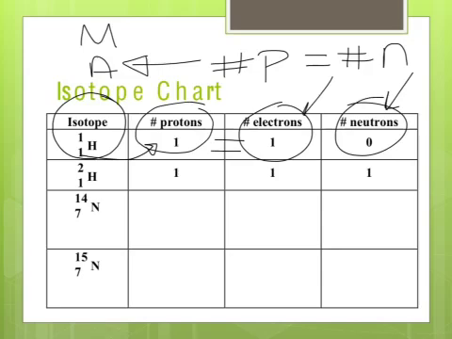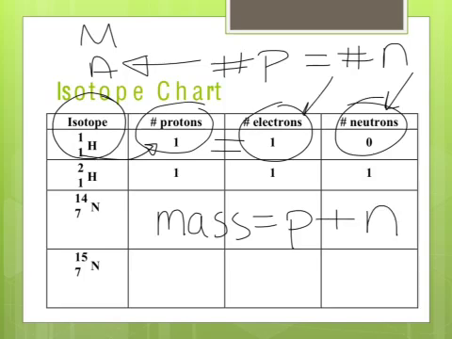And how did I get my number of neutrons? Well, my number of neutrons came from my mass formula. I'm just going to write down here, if you remember, mass is protons plus neutrons. So if I knew my protons were 1, and I got my mass from up here on top, which is 1, set my n to x, and solved, 1 minus 1 gives me the 0.